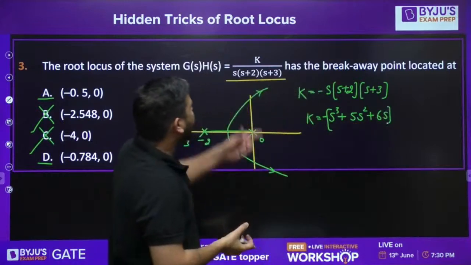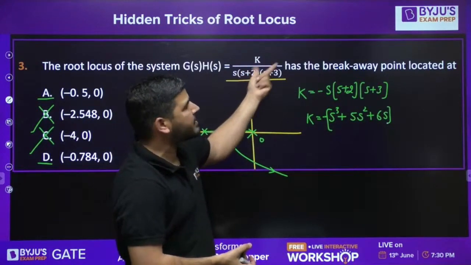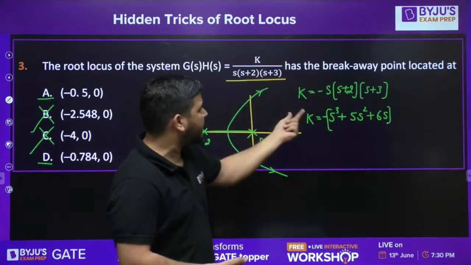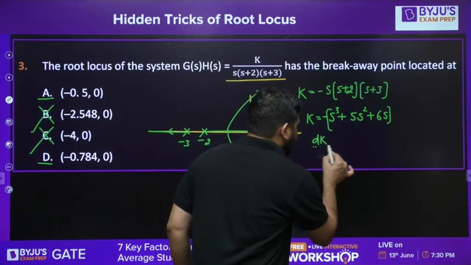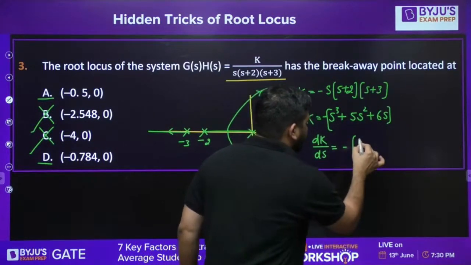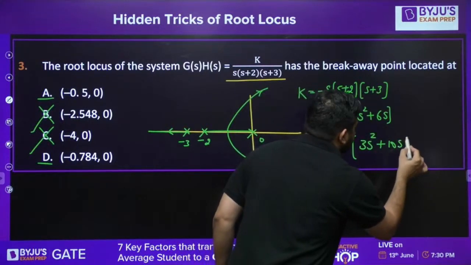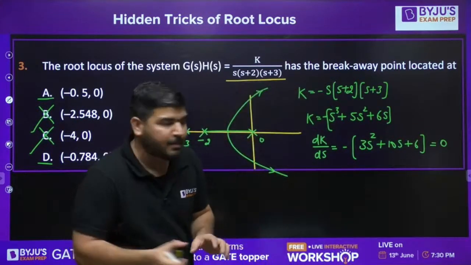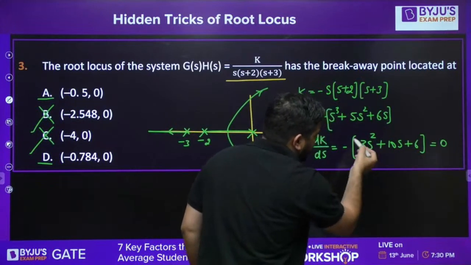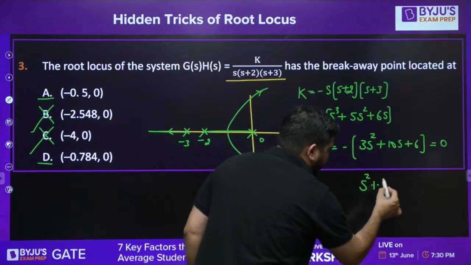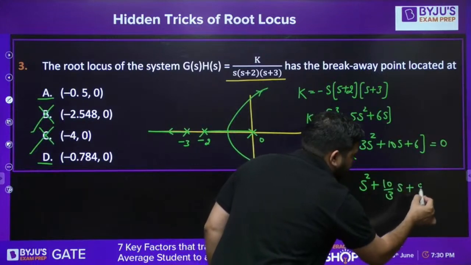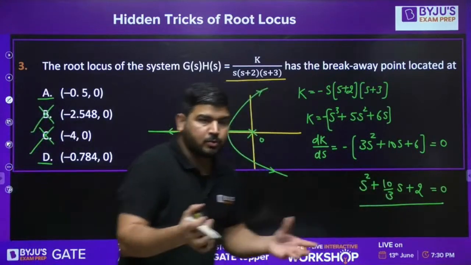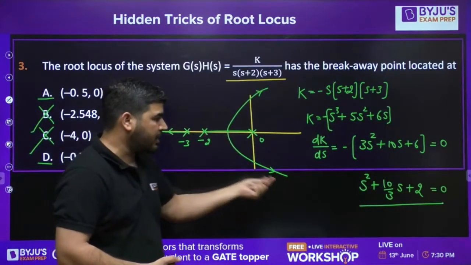Now we have calculated the K value. How to calculate K? 1 plus G(s)H(s) equal to 0. G(s)H(s) is this, plus 1 equal to 0, and calculate the K value from there. So K is this. Now let's calculate dK/ds. So dK/ds came out to be minus of (3s square plus 10s plus 6) equal to 0. Okay, put dK/ds equal to 0 and calculate the value of s. We know that this is the method. So now, let's take 3 common and take this minus on this side. It will become s square plus 10/3 s plus 2 equal to 0. This is my equation, and we want to calculate the roots of this equation. Now we have two roots. The root which lies between these two locations will be the breakaway point.